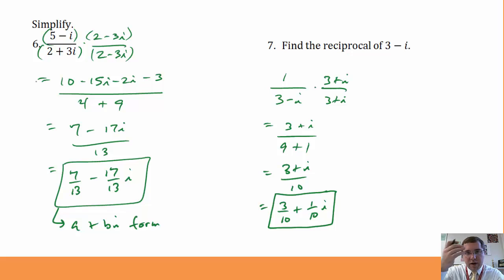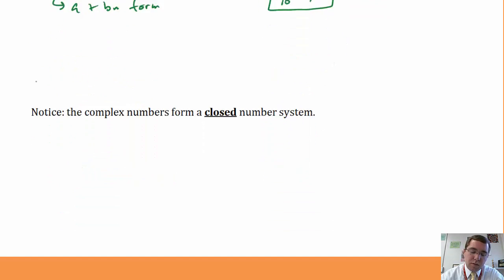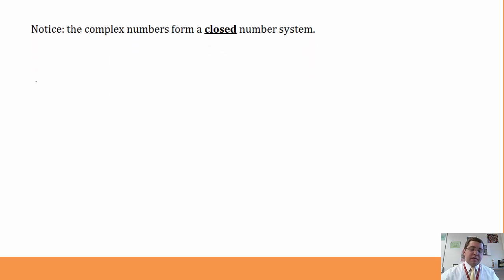Turns out every complex number has a reciprocal, and we can find it just like that. Notice, as these examples illuminate, the complex numbers form a closed number system. In the last video, we kept having problems with our number system because there was always an operation it wasn't closed under. The real numbers, for example, were not closed under taking square roots because we couldn't take the square root of any negative real number, which is half of the real numbers, so that's not good.